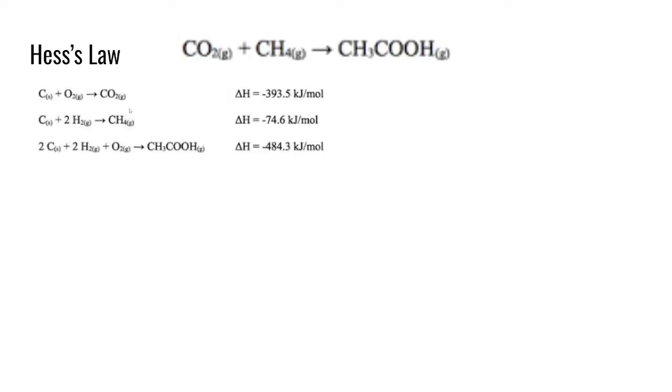This CH4 is on the left, so you switch this around. So CH4 into C plus 2H2. That is 74.6. I'm going to stuff up the equation writing. And then this one can stay the same, we're just going to write negative 484.3. So then you add them up.